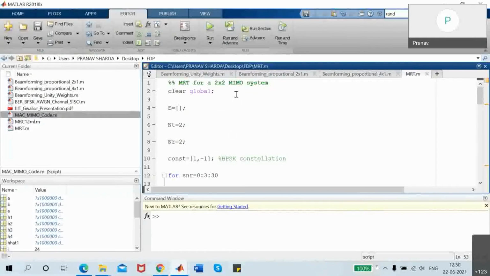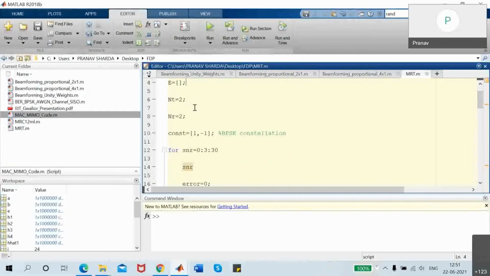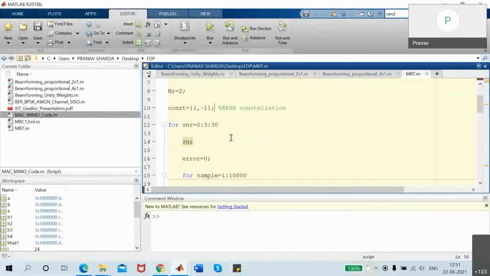So we are considering a 2x2 MIMO setup, so NT equal to NR equal to 2, where NT denotes the number of transmitters and NR denotes the number of receivers. This is an error vector. We have initialized it to be 0 because initially we have not done anything, so it is a null vector. Then defining the BPSK constellation, we have two possible symbols, 1 and -1, as discussed earlier.